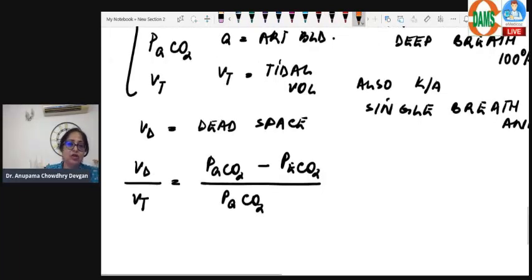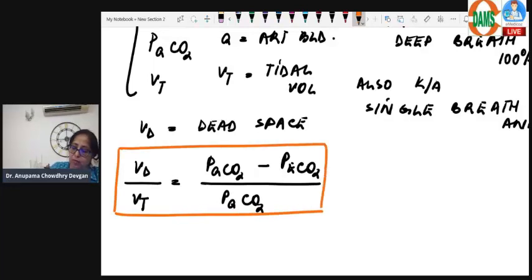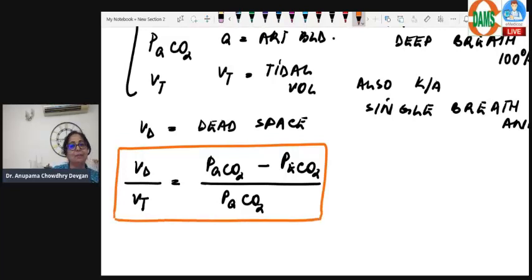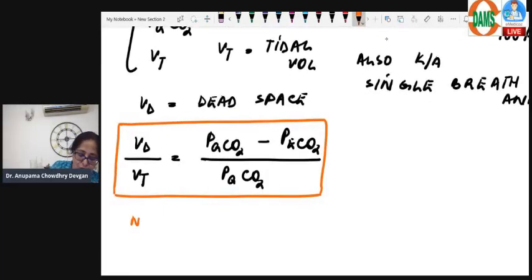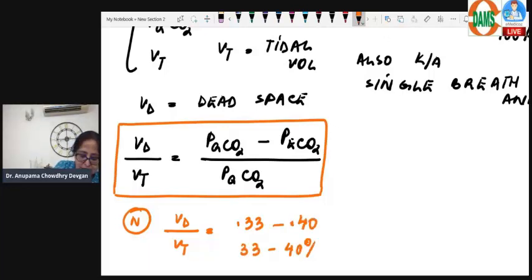This is your ratio of dead space by tidal volume: PaCO2 minus PeCO2 divided by PaCO2. This is Bohr's equation. This gives you the ratio between dead space and tidal volume. And how much is the normal dead space by tidal volume ratio? This is 0.33 to 0.40, 33 to 40%.